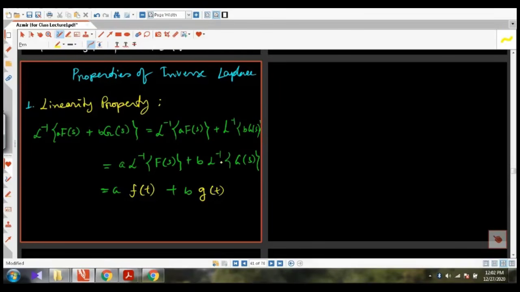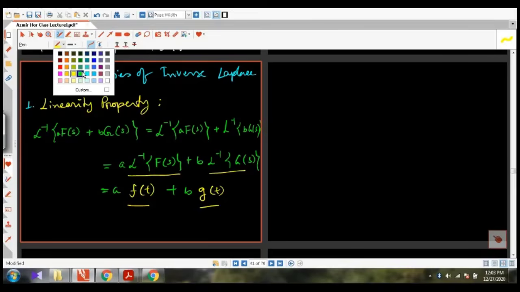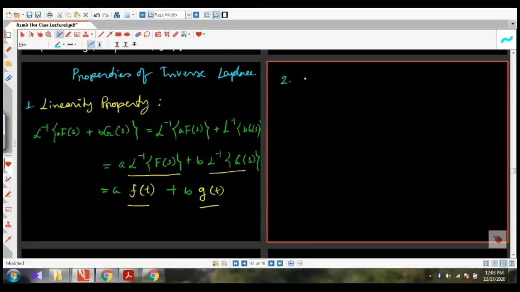So this is called the linearity property, because inverse Laplace transformation of capital F is small f, and inverse Laplace transformation of capital G is small g. Let's have a look at the second property, that is the shifting property. The property is just the same as the property you have learned in Laplace transformation, but in reverse process.